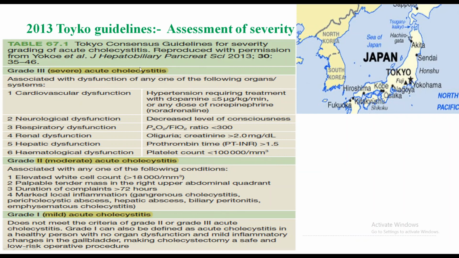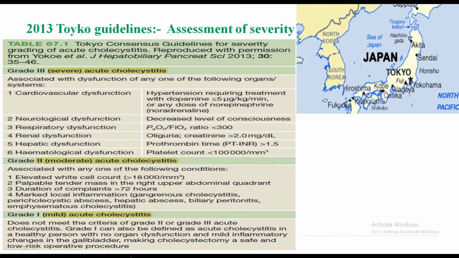Grade 3 is severe acute cholecystitis. Grade 2 is moderate acute cholecystitis. Grade 1 is mild acute cholecystitis. Grade 3 is associated with dysfunction of any one of the following organ systems: cardiovascular, neurological, respiratory, renal, hepatic, and hematological.